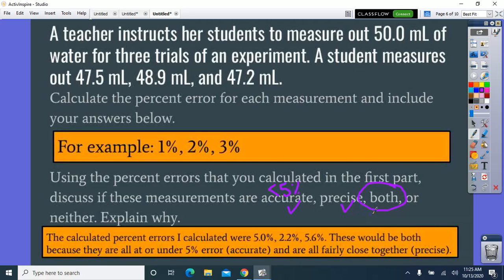So when you're looking at answering this, you're saying, okay, is it less than 5%? And are they relatively close together? All right, they don't have to be exactly close together, but they need to be within a few percents of each other.